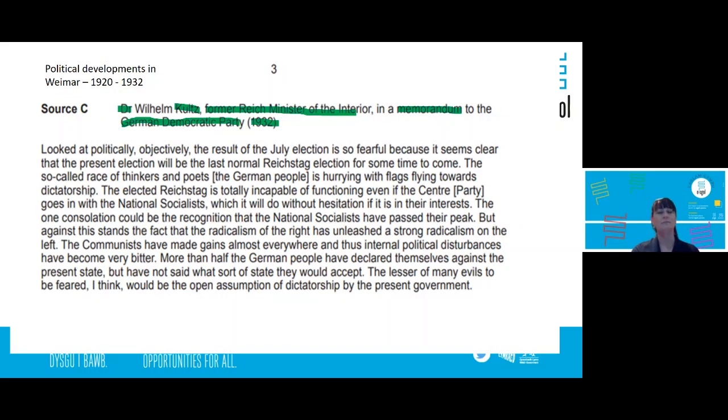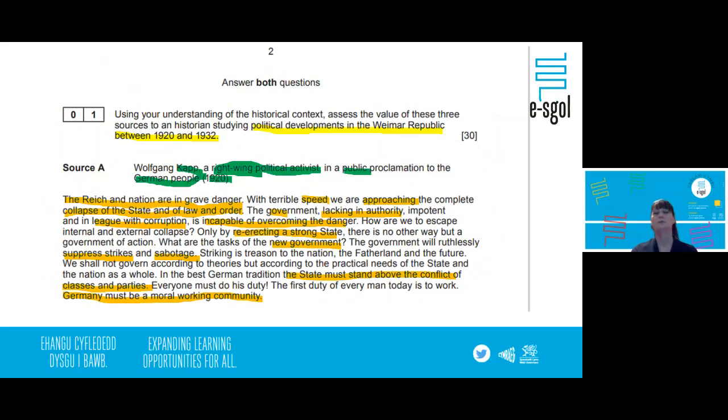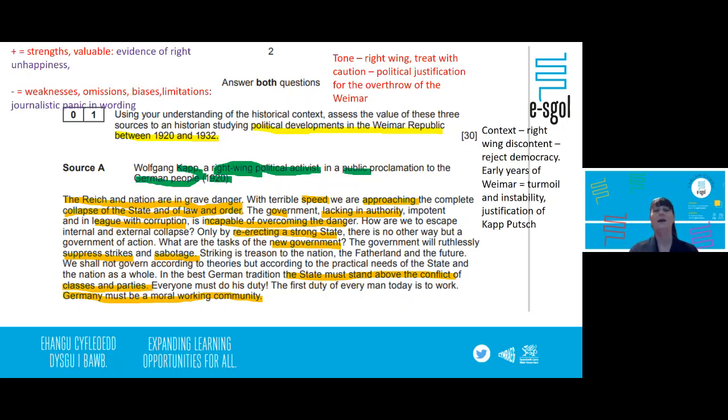And this last one is from Dr. Wilhelm Kultz, who is a former Reich Minister of the Interior, in a memorandum to the German Democratic Party in 1932. So I know now where each of my sources comes from, who has written it or who has said it, and the time frame, and then I would read each source, picking out the important bits that I might want to develop into my answer. I would then, after doing that, look at the bigger picture of what's going on and look at the tone of the source, look at their strengths, their values, and look at their weaknesses and omissions.